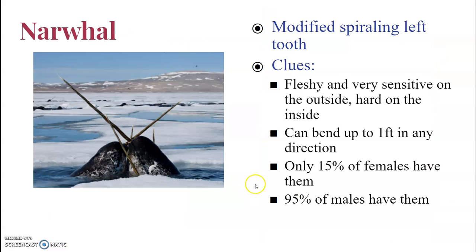Next, narwhal. This is a modified spiraling of the left tooth. They are fleshy and very sensitive on the outside and hard on the inside. They can bend up to 1 foot in either direction, and only about 15% of females have them and 95% of males have them. So why do narwhals have this spike here?